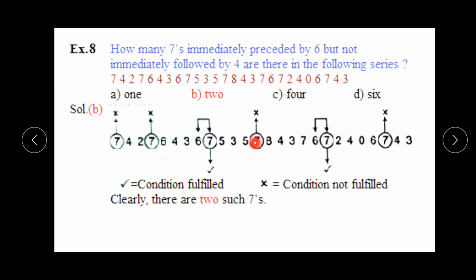That is 1 7, and in this there is no preceding and following. In this also, that is correct. This 7 is preceded by 6, and also it is not followed by 4. The 2 7s we have taken, and in this 6 is there, which is preceded by, but there is also 4 which is followed by 7. It means the condition is not fulfilling. So there are 2 7s which are preceded by 6 but not immediately followed by 4. 2 is the answer.